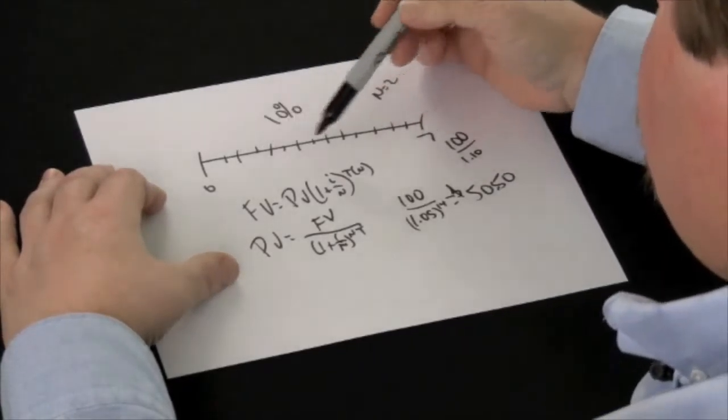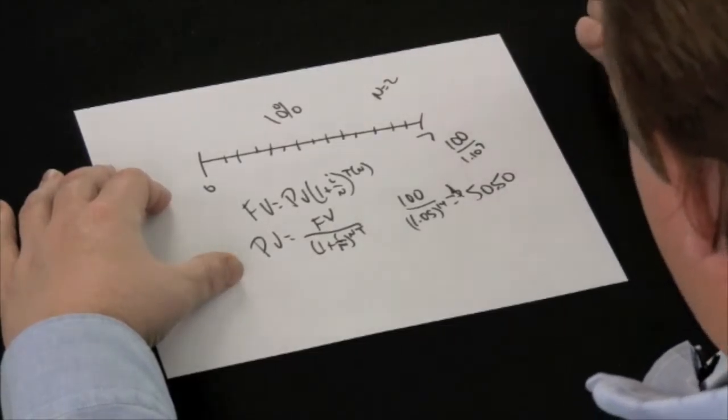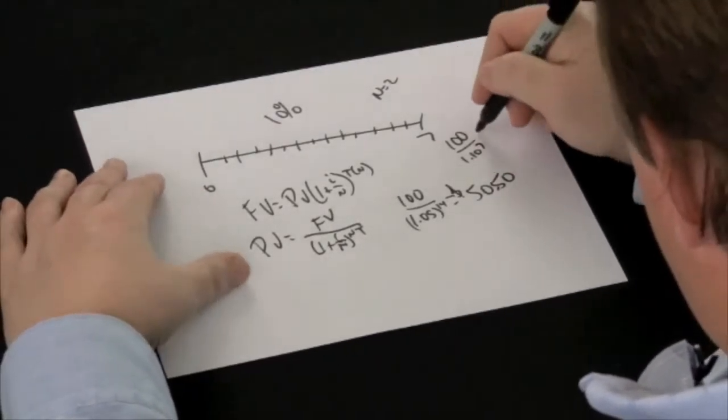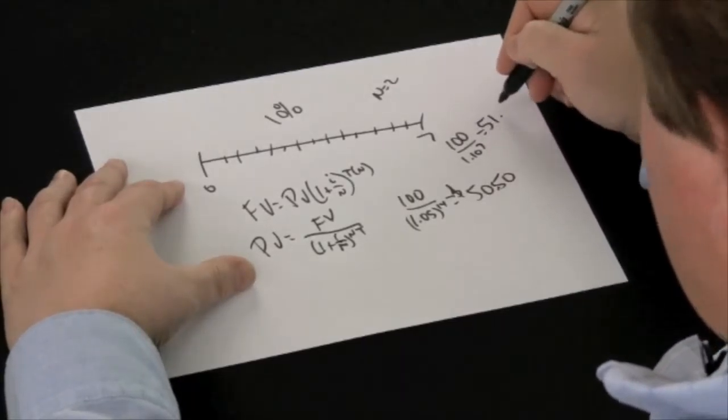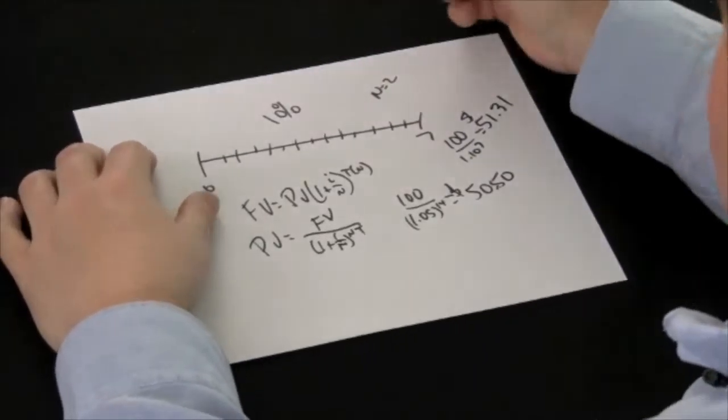1.10. Remember, the interest rate would be per year, not per 6 months. And then we'd only have 7 time periods instead of 14. That answer is $51.31. So now let's take this back to what we're actually looking for.